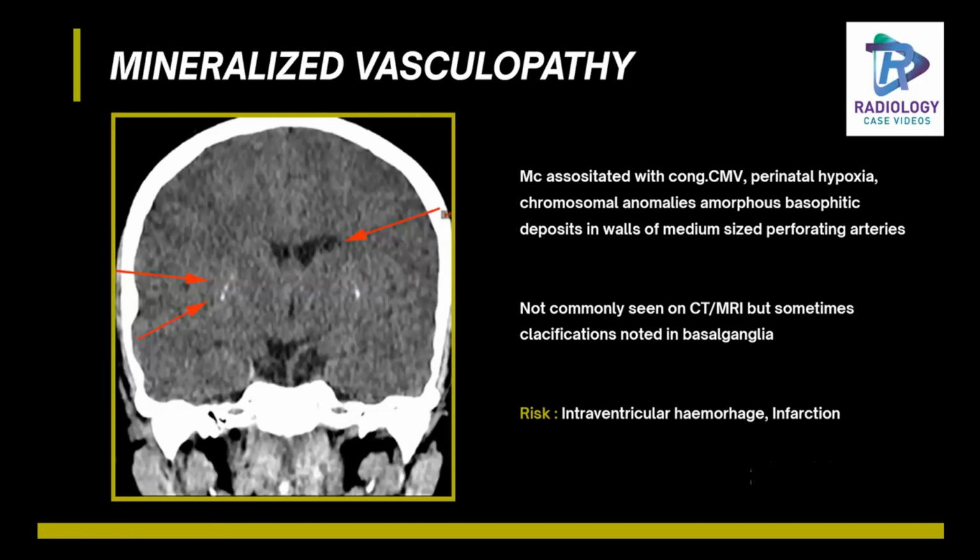It's most commonly associated with congenital CMV, perinatal hypoxia, and chromosomal anomalies. The pathology being amorphous basophilic deposits lodging in the walls of medium-sized perforating arteries. An initial hypervascular vasculopathy can progress to perivascular mineralization. It is seen to frequently involve thalamostriatal and lenticulostriatal arteries. The risk of developing intraventricular hemorrhage and infarction is high. This can also be suspected in screening neurosonograms.